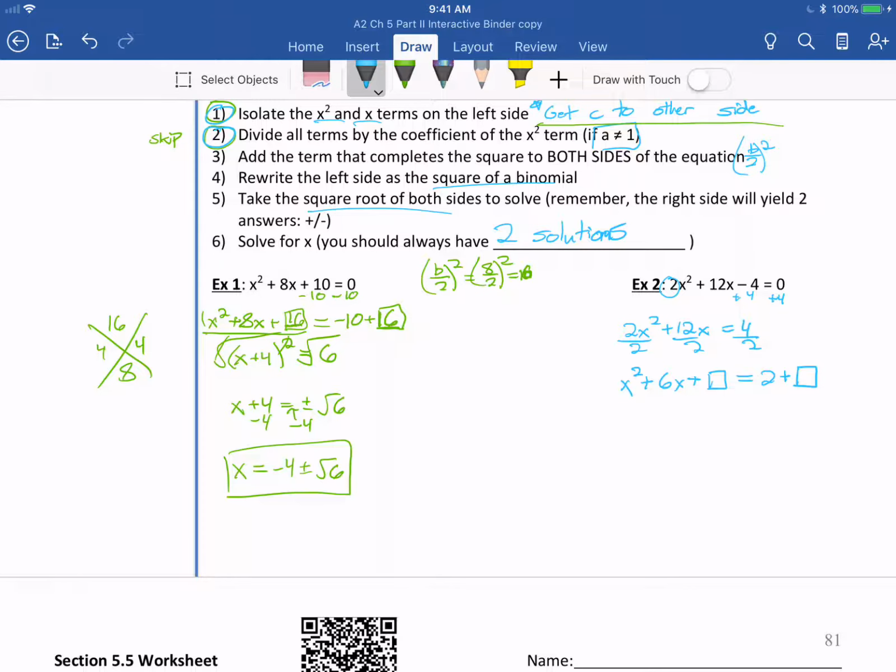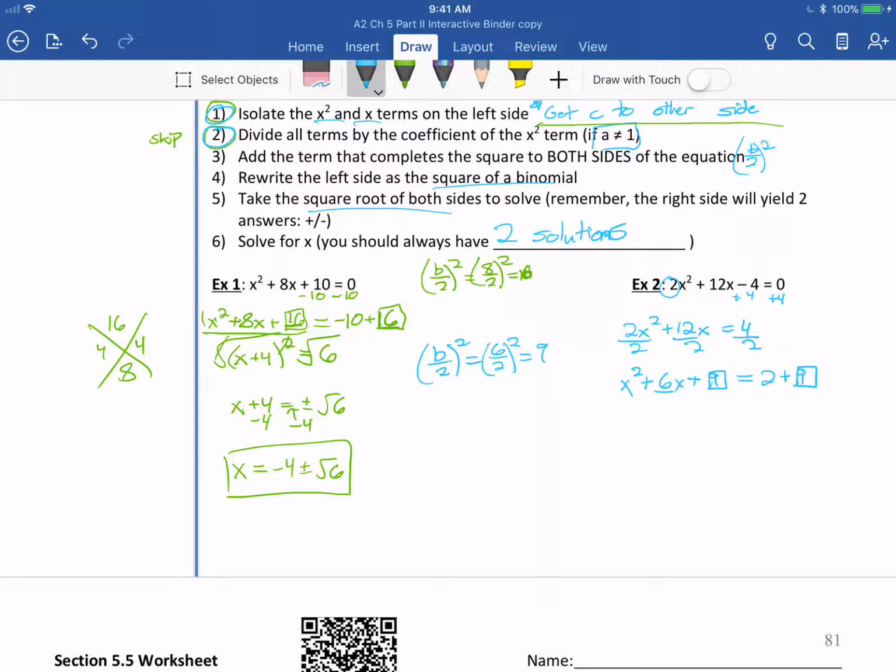All right, and what goes in that box? We have my b over 2 squared. So my b right now is 6. So 6 over 2 squared is what? 3 squared, which is 9. All right, awesome. So 9 goes in those boxes.